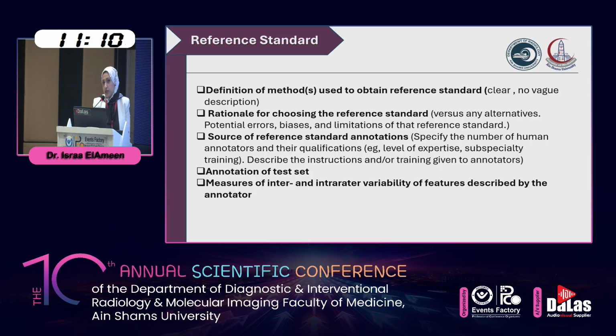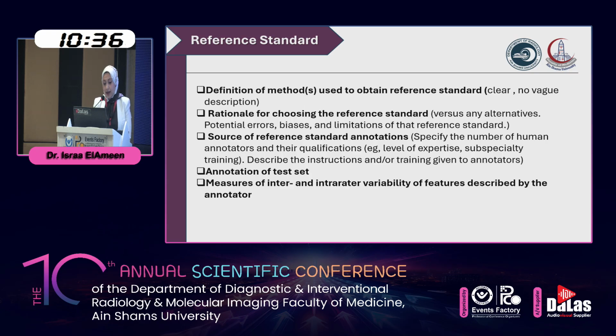For example, if we're talking about an MS lesion study, you need to let us know in detail how you measure this, the 3D dimensions, the exact location. What was it, juxtacortical, periventricular, infratentorial, wheresoever. So this has to be very detailed and very focused. And now we'll go to the rationale for choosing the reference standard. You need to let us know if there were any alternatives or not. And we need to know your potential errors, your bias, and the limitations of that reference standard.